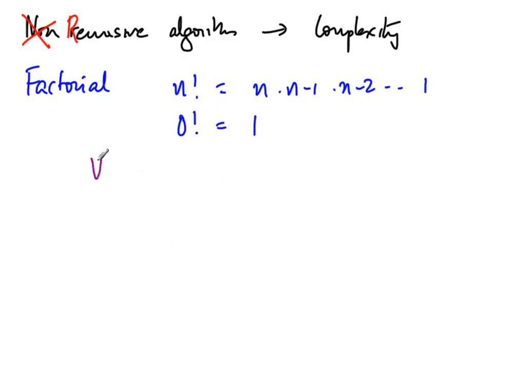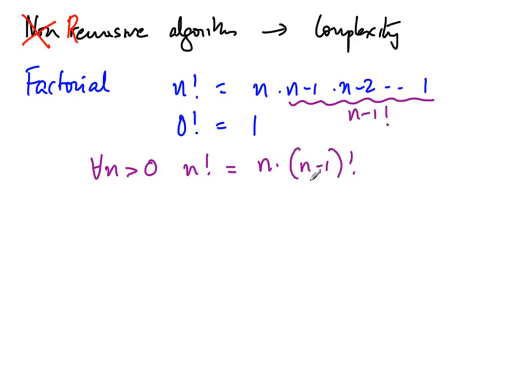We can say that for n bigger than 0, n factorial, so this is for all, by the way, this inverted A stands for all. So for every n bigger than 0, n factorial is given by the following formula. It's n times, and now notice that this whole thing is just n minus 1 factorial, right? So it's n times n minus 1 factorial. So this is a recursive formulation, and this gives us immediately a recursive function for factorial of n. If n is 0, return 1, otherwise return n times factorial of n minus 1.